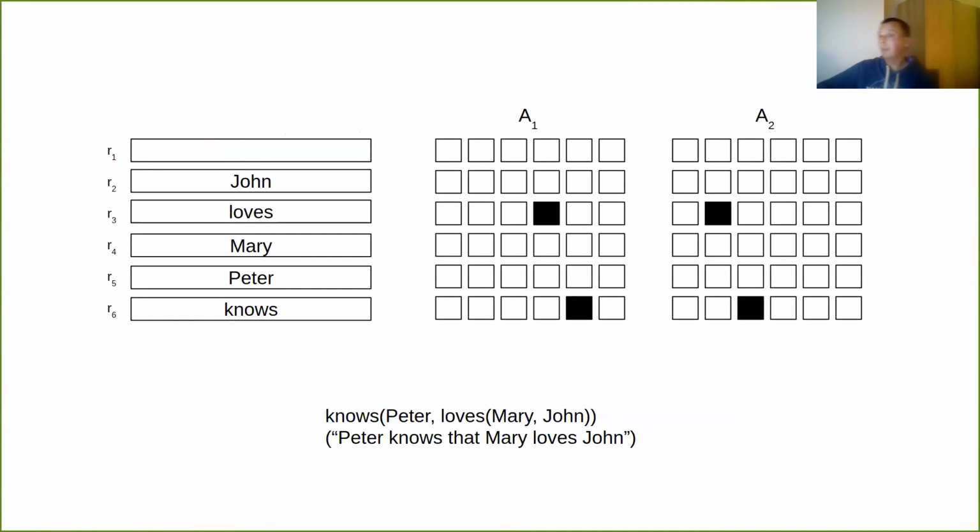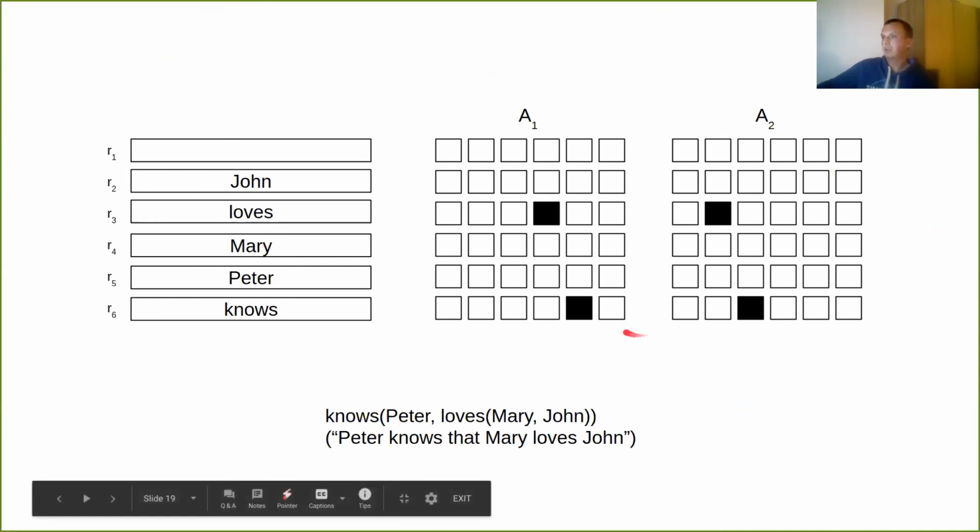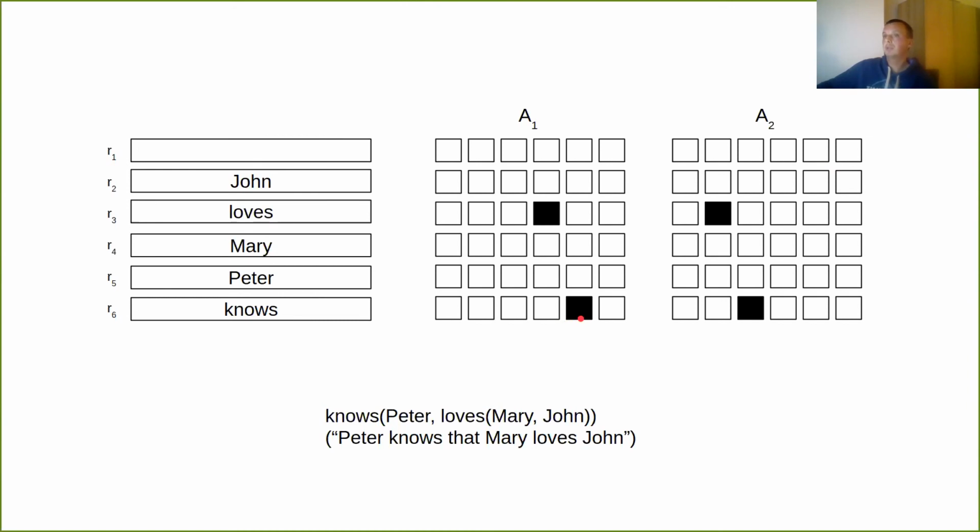And we can represent high order relations as well. For example, Peter knows that Mary loves John. So knows is a high order, second order relation. The first argument of knows is in slot 5, that's Peter. The second argument of knows is slot 3, which is loves. And the first argument of loves is slot 4, which is Mary. And the second argument of loves is in slot 2, which is John. So this is how we represent high order relations.